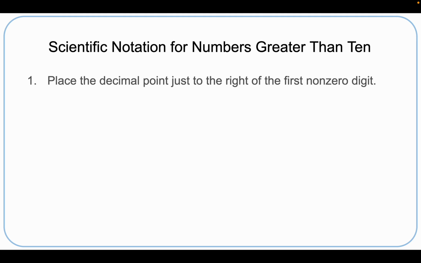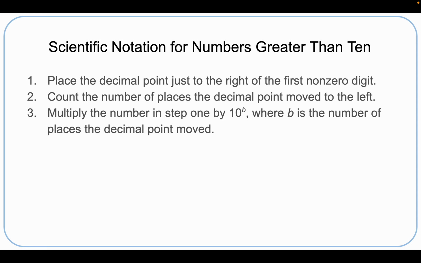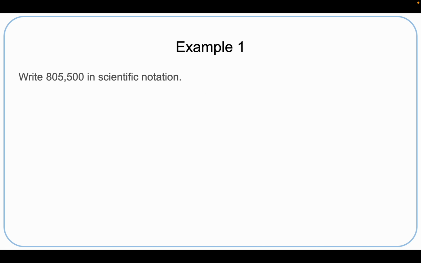So here are the steps to follow as we're writing scientific notation, and then we'll go into a couple examples. The first step is to place the decimal point just to the right of the first non-zero digit. Second step is to count the number of places that the decimal point moved to the left. And then lastly, we would multiply the number that we got from step 1 by 10 to the b power, where b is the number of places the decimal point moved. So this might sound a little complicated maybe, but let's look at an example.